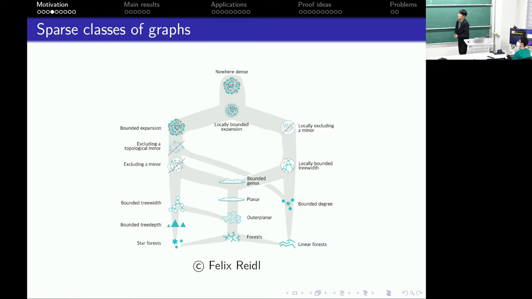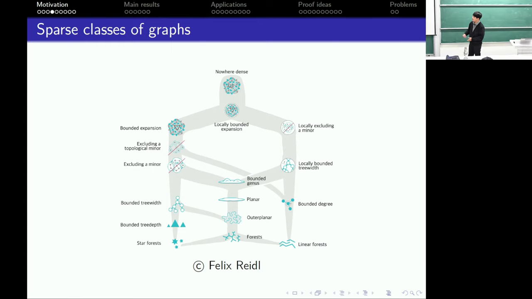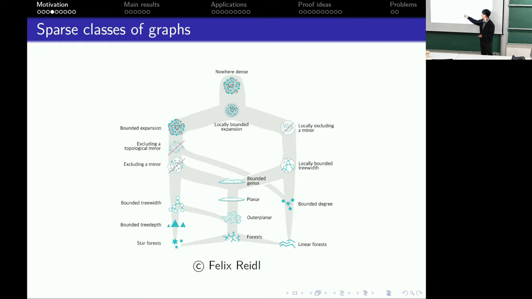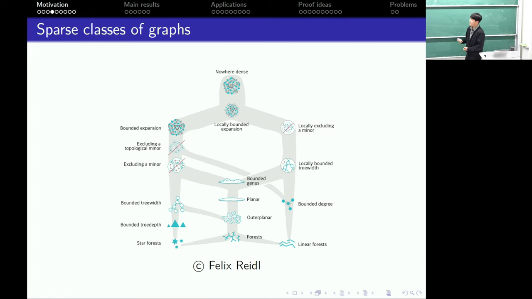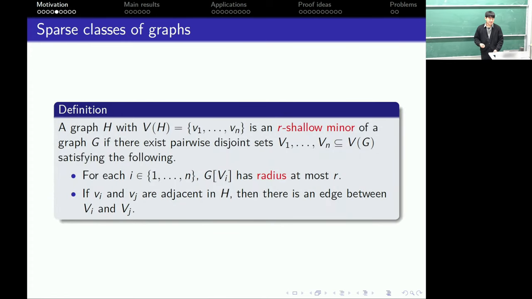The candidate for the restricted graph classes is sparse graphs. Let me introduce a very nice picture by Felix Reidl. I think all of you agree that forests are sparse graphs. We can generalize them to outerplanar graphs, or bounded genus graphs. Also starting from forests, we can generalize them to bounded treewidth graphs. It is already known that all these sparse graphs exclude some topological minor. But there are more sparse graph class concepts called graph classes with bounded expansion and nowhere dense. Let me give you some formal definitions of these sparse graphs.